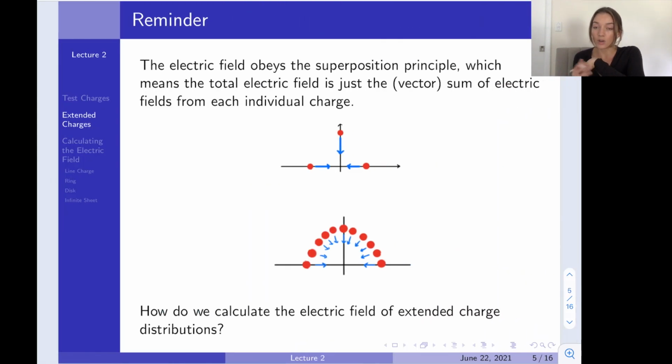So now we can talk about how to calculate the electric field of these extended charges. So remember from yesterday that the electric field obeys a superposition principle because it's a vector field and vectors just add.